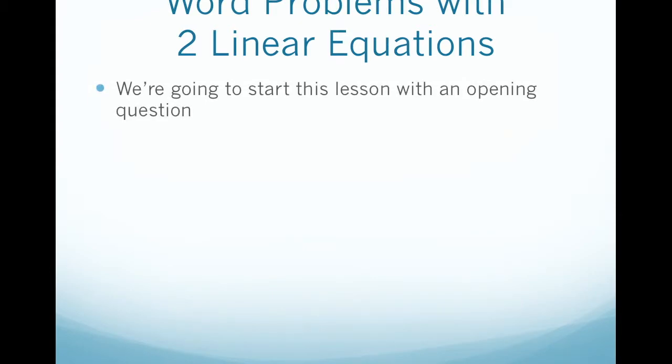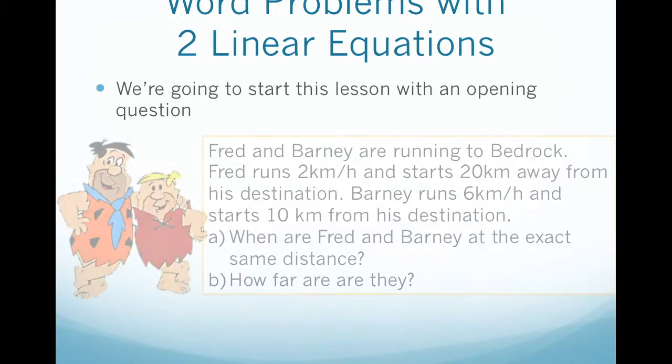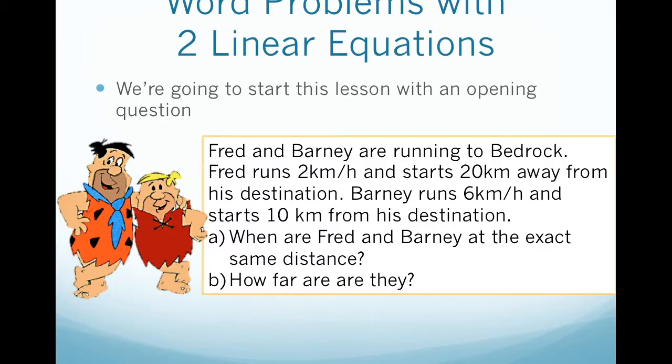We're going to start this whole lesson with an opening question. Fred and Barney are running to Bedrock. Fred runs 2 kilometers per hour and starts 20 kilometers away from his destination. Barney runs 6 kilometers per hour and starts 10 kilometers from his destination. My two questions that go with this situation are, when are Fred and Barney at the exact same distance? How far are they when they are at the same distance? So how do we start this question?